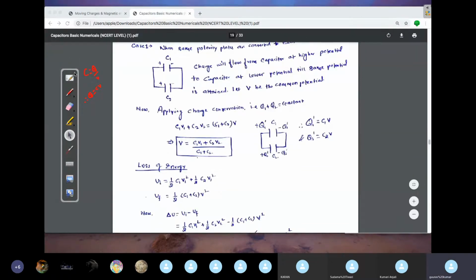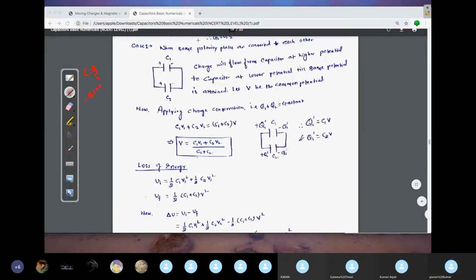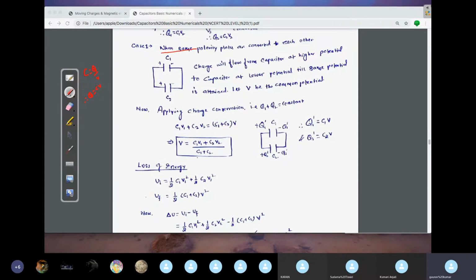So what we are doing here now: when same polarity plates are connected to each other, means what? Plus is connected to plus. So whatever charge you had in the beginning, Q1, and whatever charge you had on this plate, Q2. So now what will happen? This entire thing will become one conductor. So on a conductor, charge will remain constant, right?